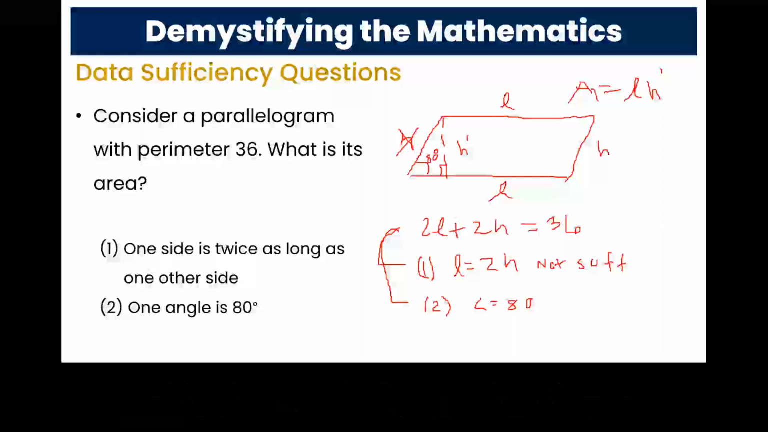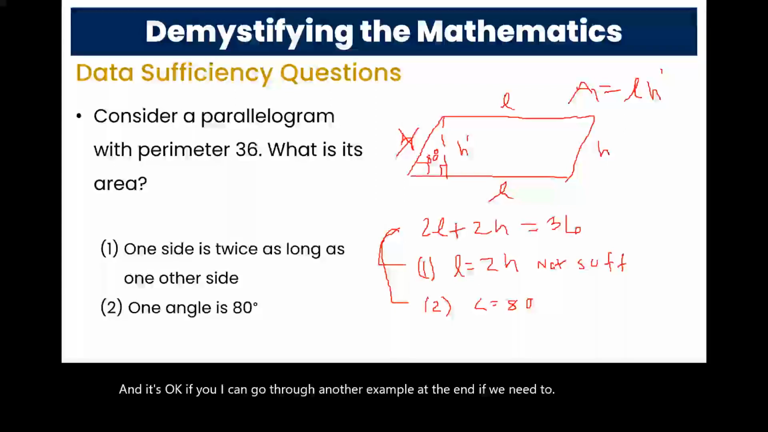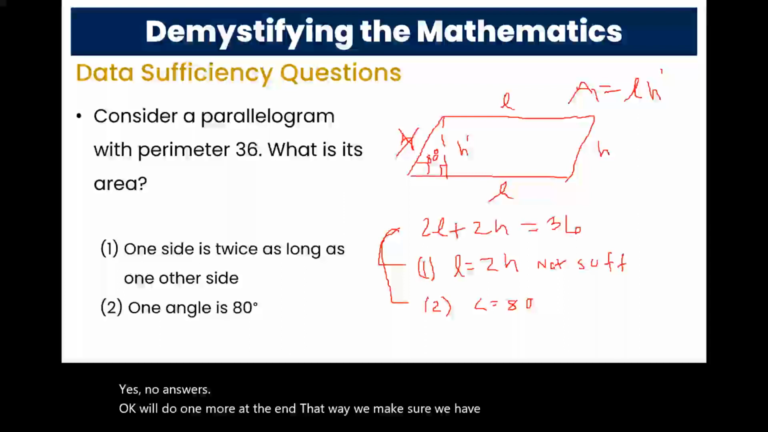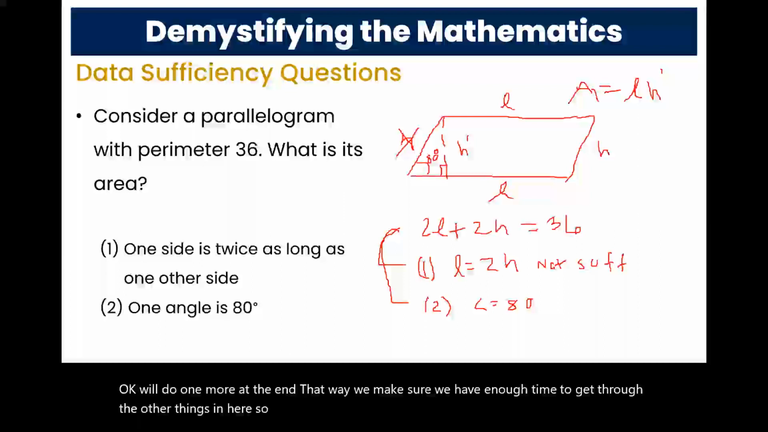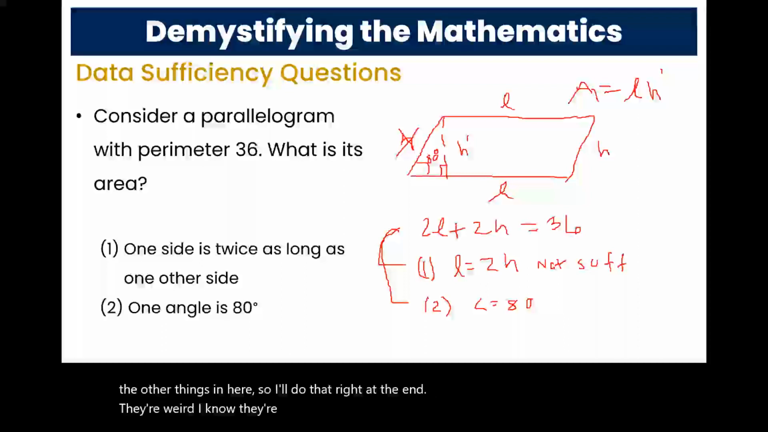And it's okay if you say no. I can go through another example at the end if we need to. Yes, no? No answers? Okay, we'll do one more at the end. That way we make sure we have enough time to get through the other things in here. So I'll do that right at the end. They're weird, I know. They're just freaky questions.